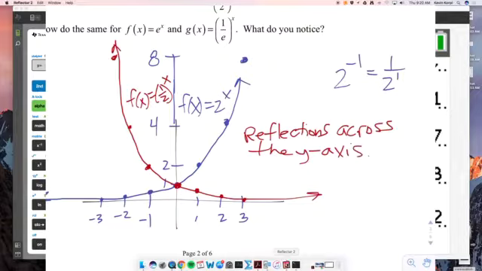And so that's going to be true of any exponential function of the form b to the x and 1 over b to the x. They're going to be reflections of each other across the y-axis, the growth and decay pairs, if you want to think of them that way.